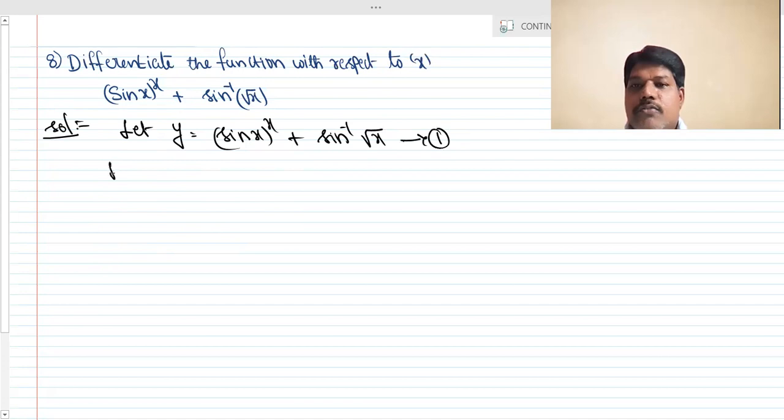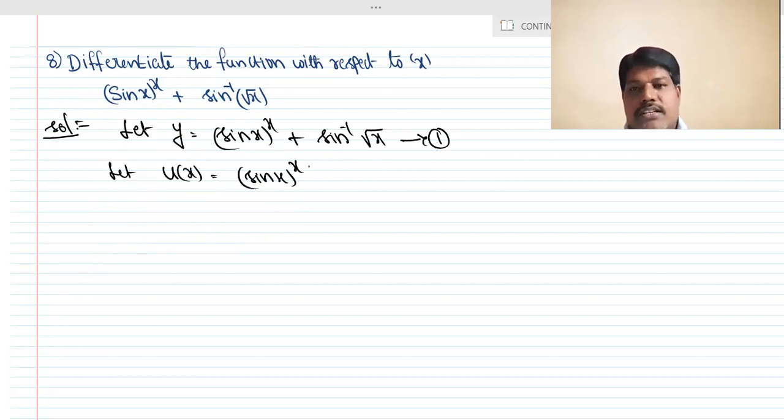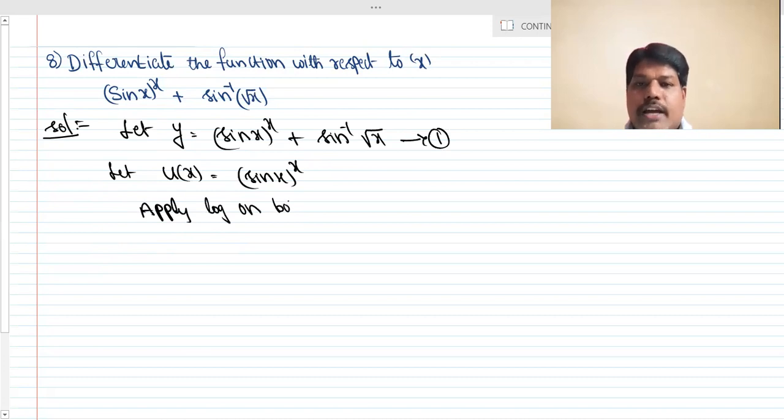Next, let u of x be equal to sin x power x. This function you have to take as u. That means u of x is a function in x. Okay. So that implies apply the log on both sides.